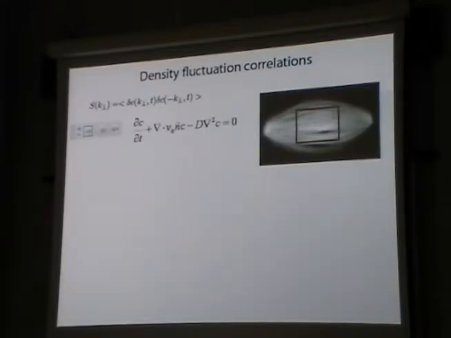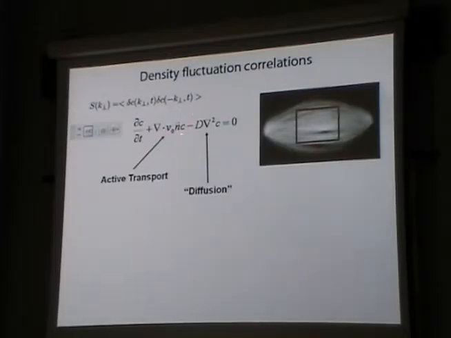You might expect that the simplest theory you could write down for the density is that the density is diffusing. This was just like the diffusion picture we had before. Of course, this is some generalized diffusion, in the sense that it's just moving in some random way.